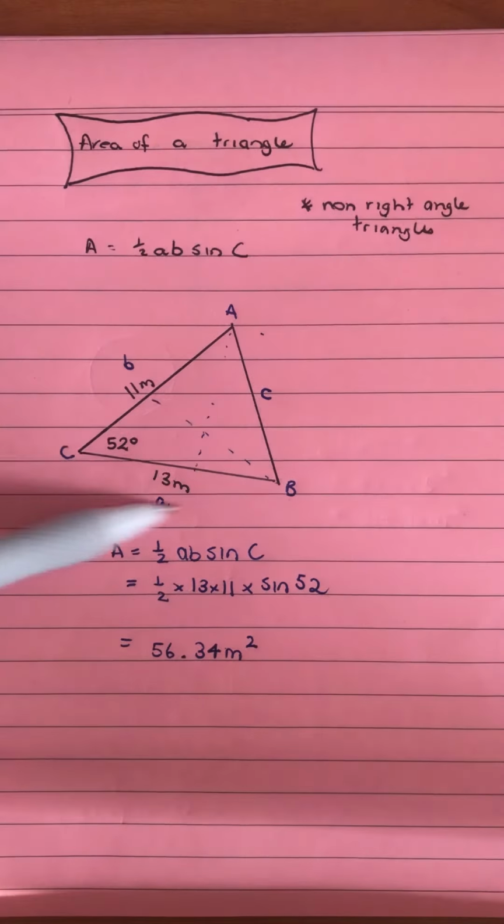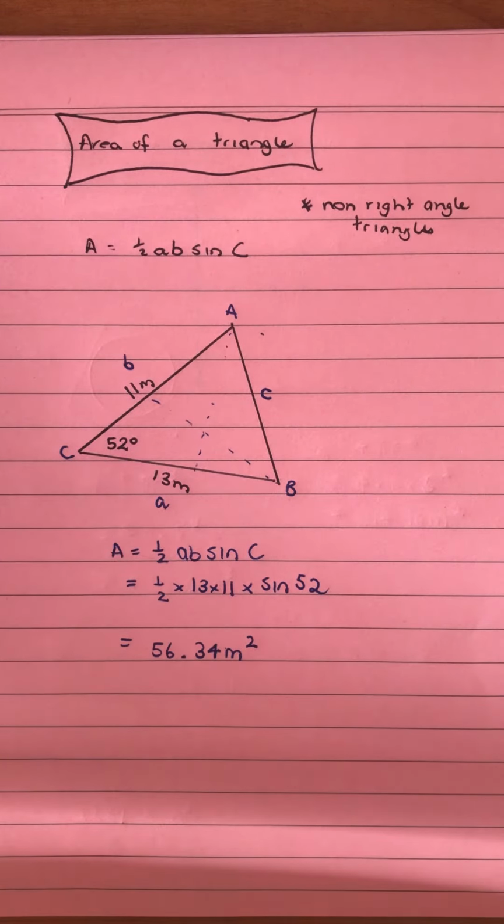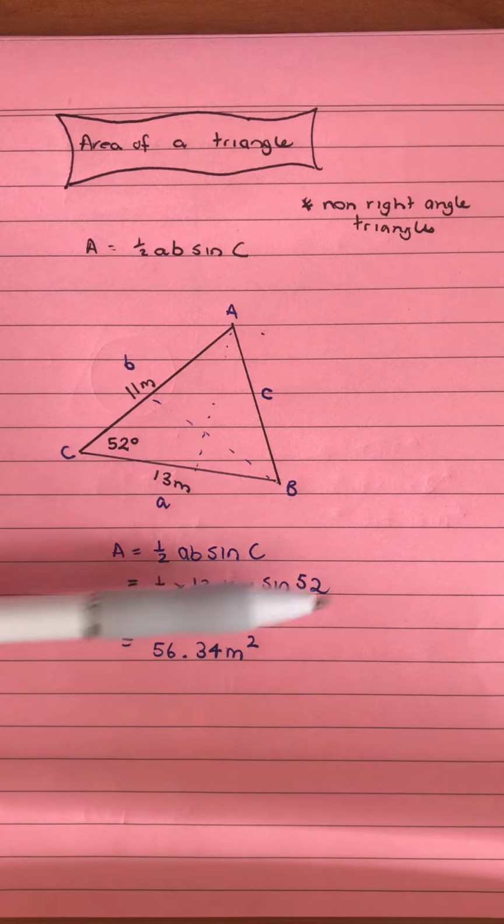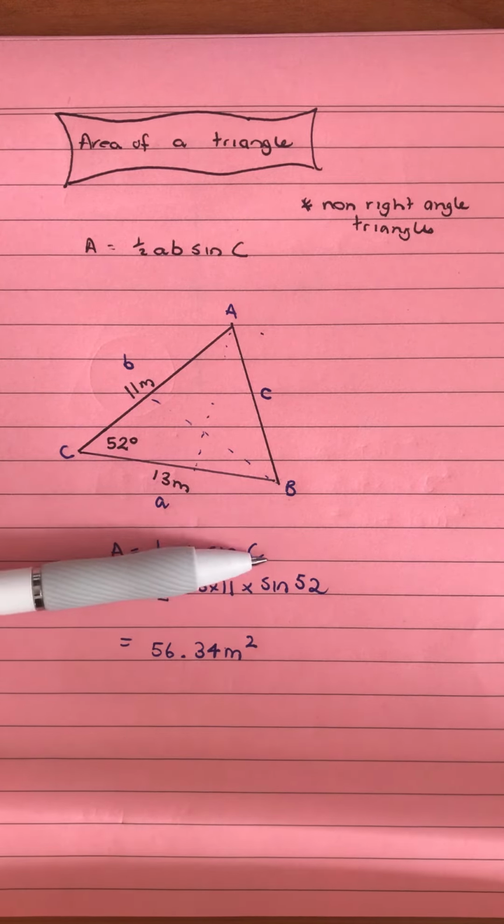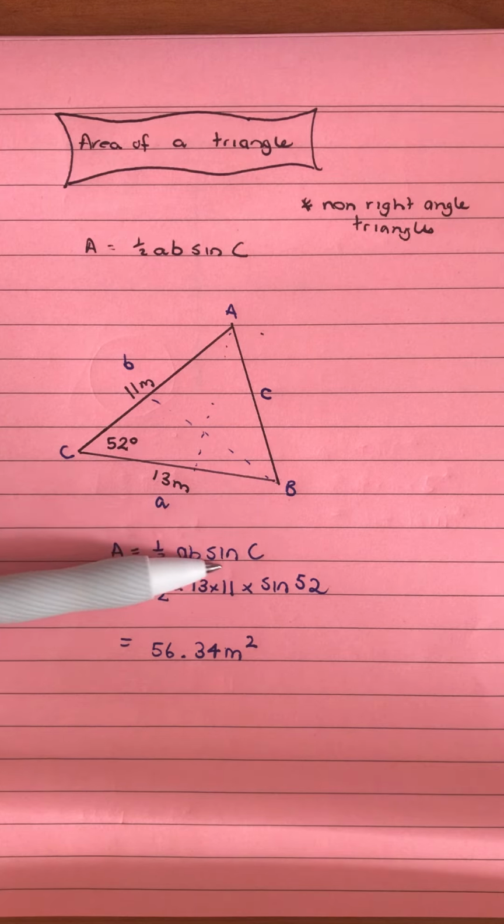If you had your triangle already labelled and it's got different letters, you can always use that rule and just use the letters that you have. So you always give the angle there, and then you need the other two sides.